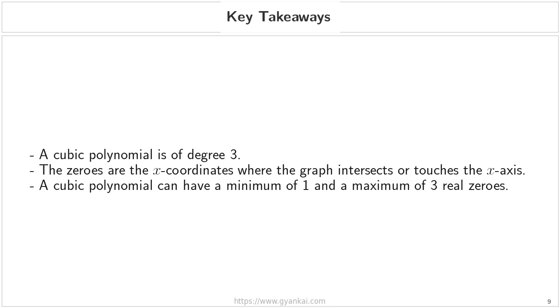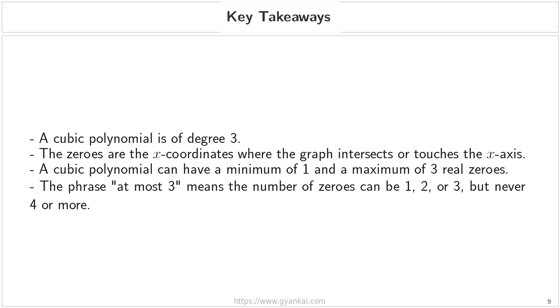Third, based on the 3 different examples we analyzed, where we saw 1, 2, and 3 zeros respectively, we can conclude that a cubic polynomial can have a minimum of 1 and a maximum of 3 real zeros. Finally, I want to emphasize the importance of the phrase, at most 3. This is a crucial distinction in mathematics. It means that while the number of zeros can be 1, 2, or 3, it can never be 4 or more.